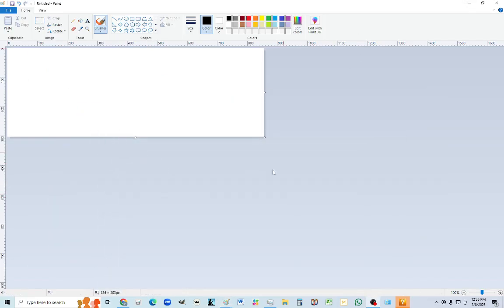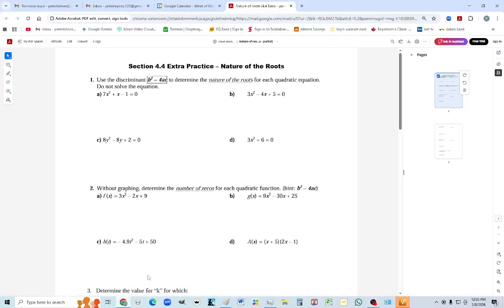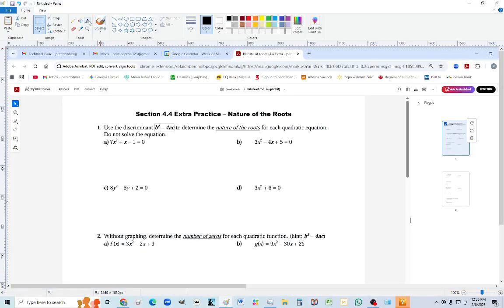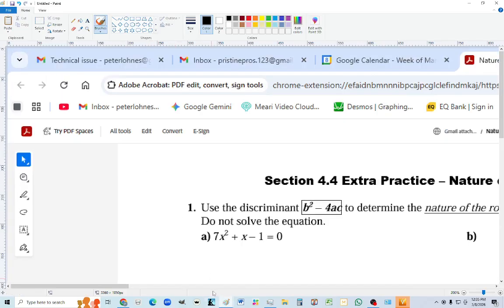Okay? So it's endlessly the same method, but you just have to learn to spot which is A, which is B, which is C. So in this case, A is always the number in front of x squared. So in this case, A is 7. B is always the number in front of the x. In this case, it's a 1. And C is always the number alone, minus 1.